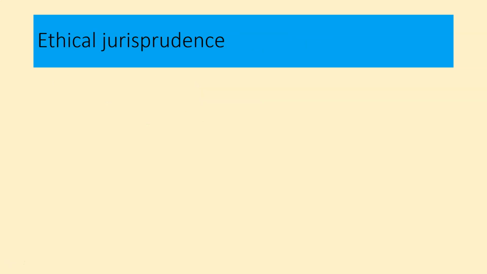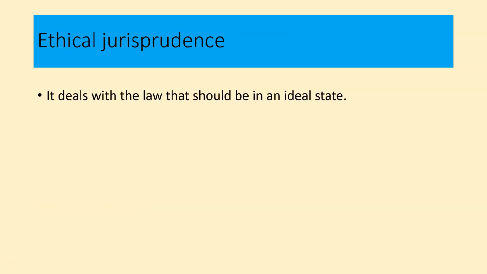Ethical jurisprudence. It deals with the law that should be in an ideal state. It lays down the different purposes which should be fulfilled in an ideal state. It studies the modification in the existing law in order to achieve these purposes and objects. The main object of ethical jurisprudence is the attainment of justice.